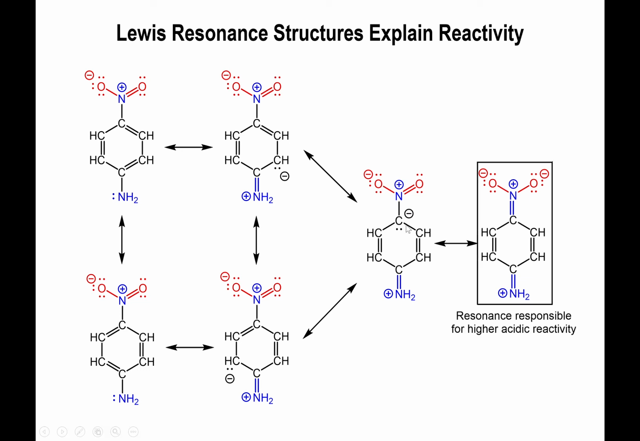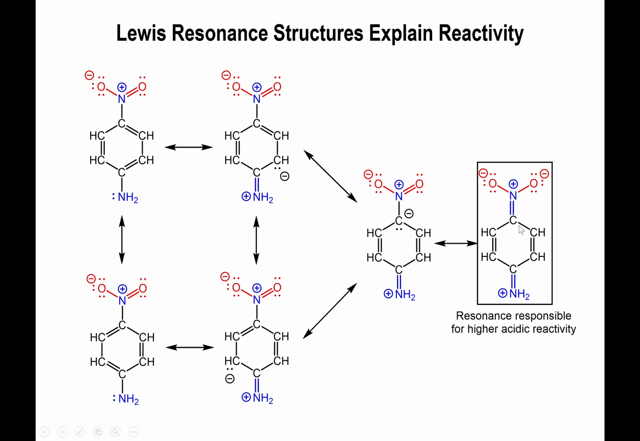Up until this resonance structure, if you do the same thing with aniline, the one that does not contain the NO2 fragment, all these resonance structures are present in aniline itself. However, the last resonance structure is not. This is unique to the nitro derivative. And so it is this resonance structure that is responsible for the higher acidity of the molecule.